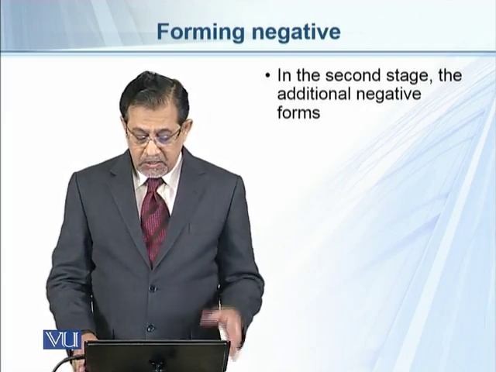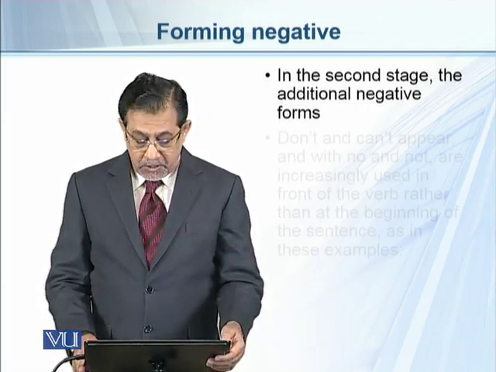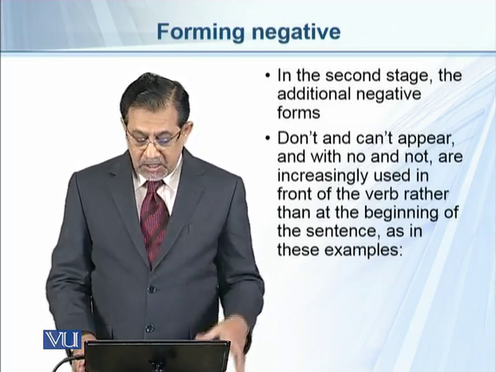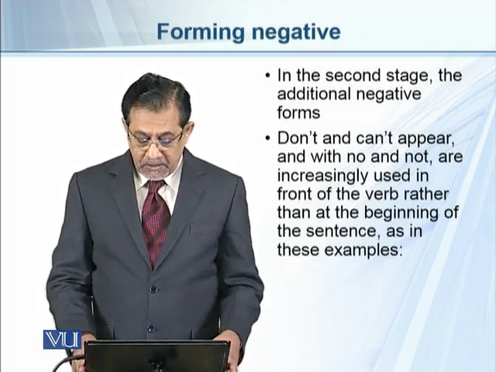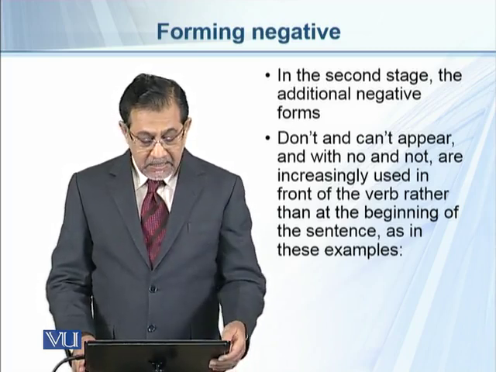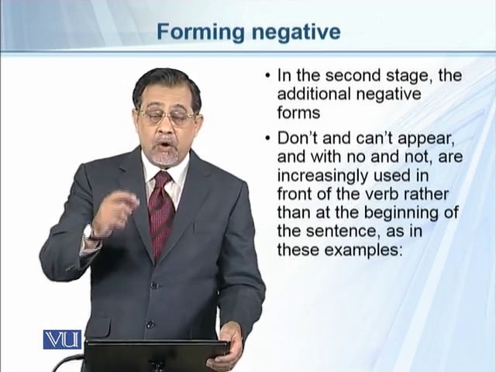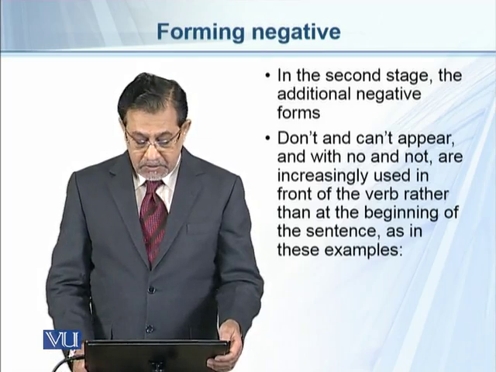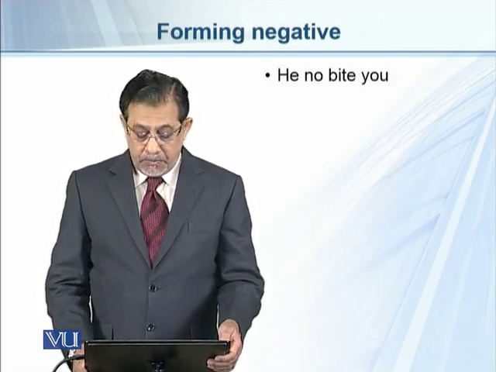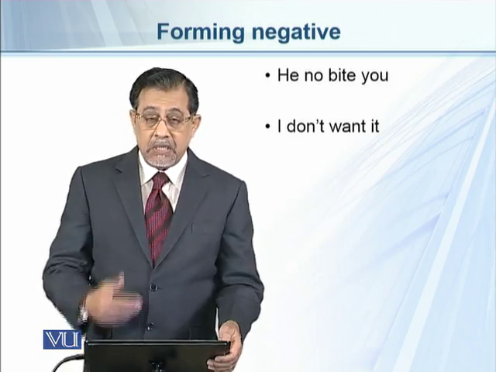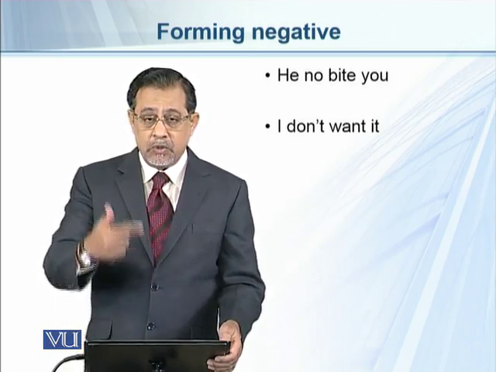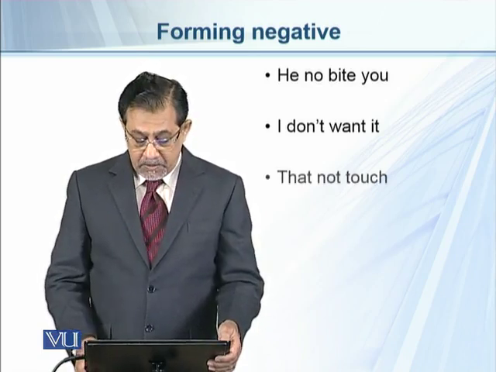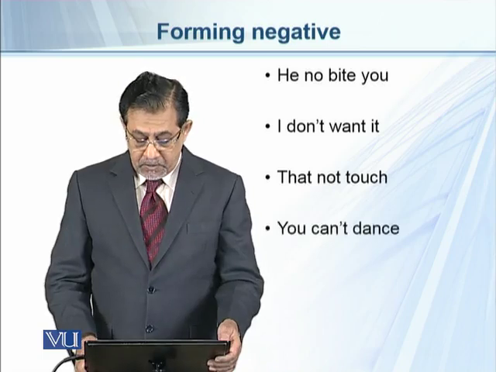In the second stage, additional negative forms are used. Don't and can't appear, and no and not are increasingly used in front of the verb rather than at the beginning of the sentence, as in the examples. So, along with no and not, the child is using don't and can't. He no bite you, I don't want. So you can see that at one time he uses no, and at another time the child uses don't. That not touch, you can't dance.